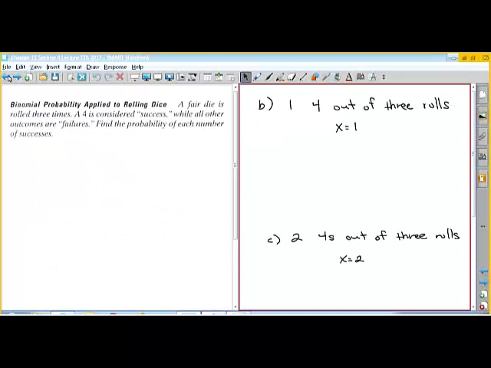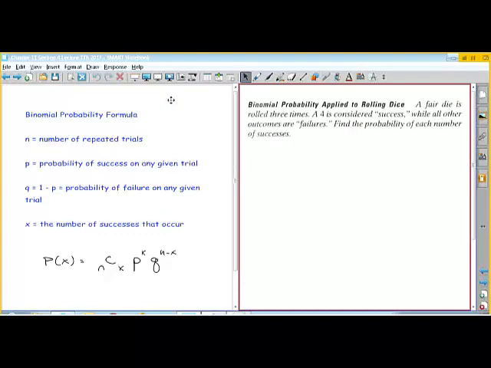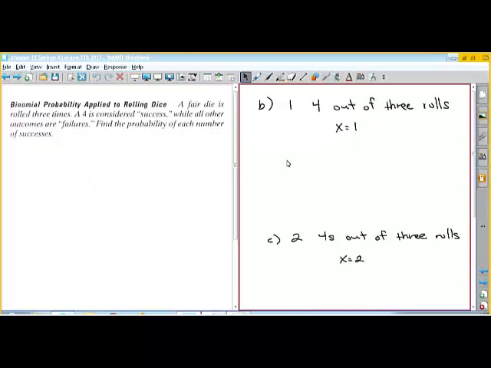Okay. So this is a problem out of your book, and it asks a number of different questions. It says a fair dice is rolled 3 times. A 4 is considered success while all other outcomes are failures. Find the probability of each number of successes. So we're going to look at a few of these cases. The first one is, what is the probability of getting one roll of 4? And instead of putting a 4 here, I'm going to put a little 4 little dots so we don't get confused about what we're talking about.